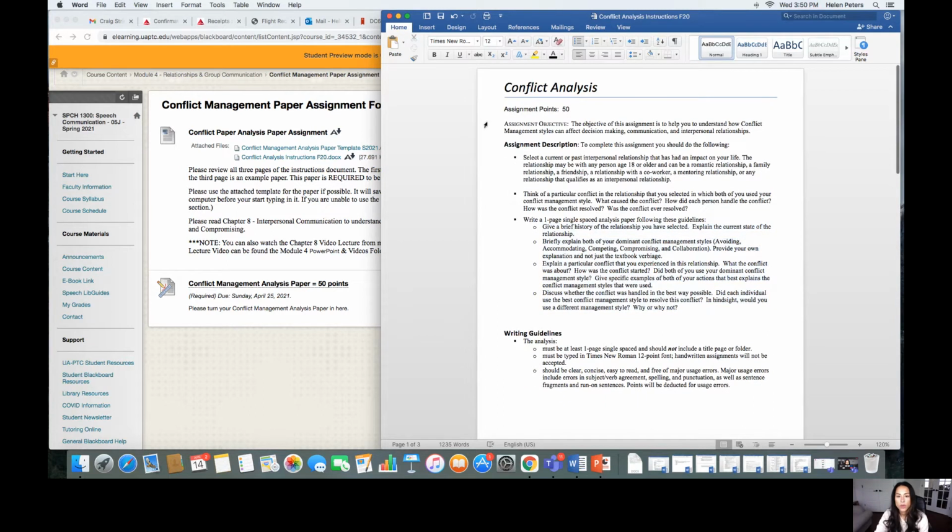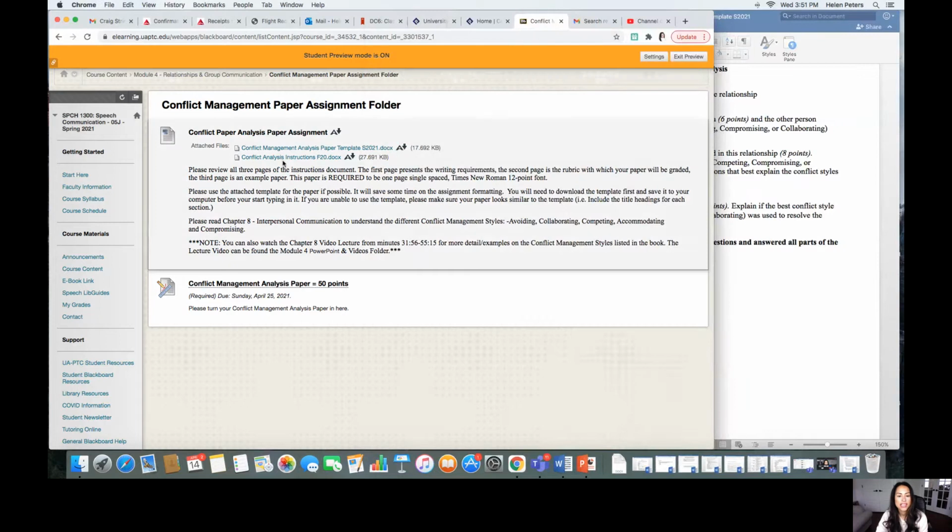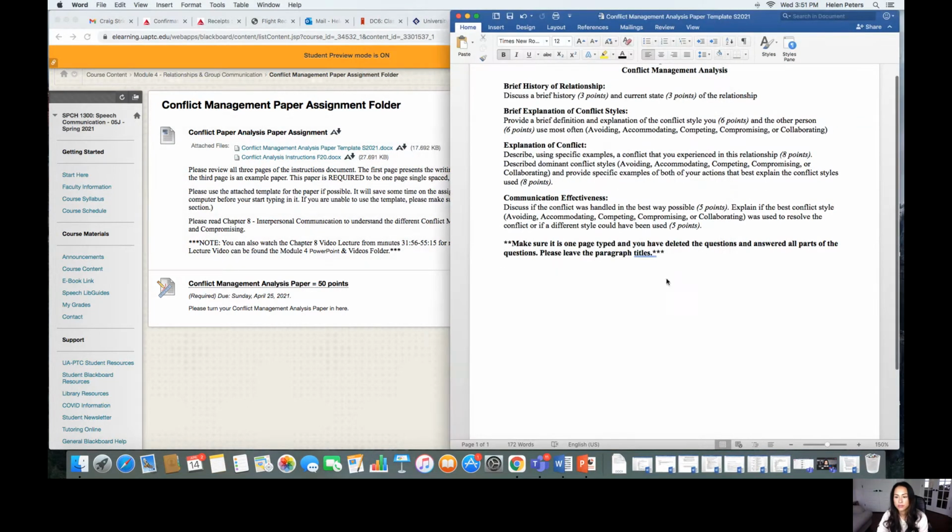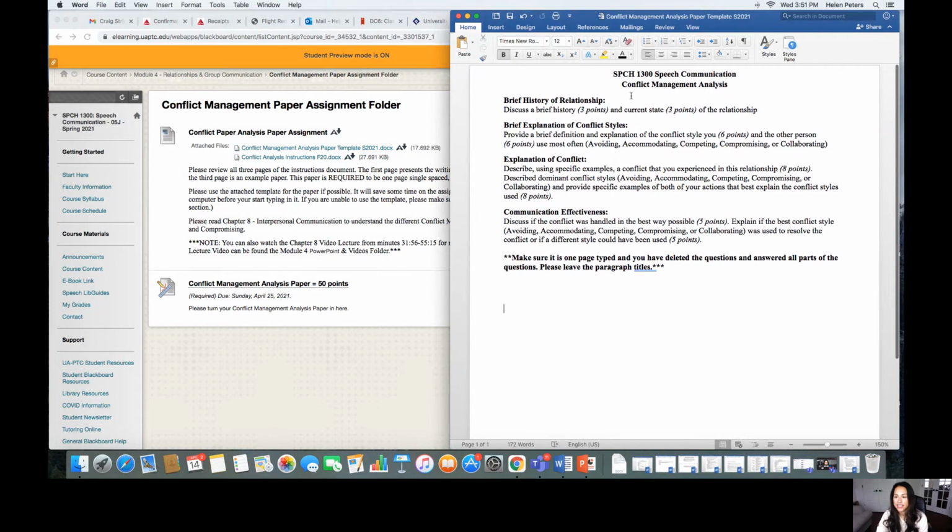When you download the template right here and click on it, this is what you'll see. It already has the title at the top and all the headings for you. Make sure to put in what each of these sections is asking for, and make sure to delete the instructions or the question.